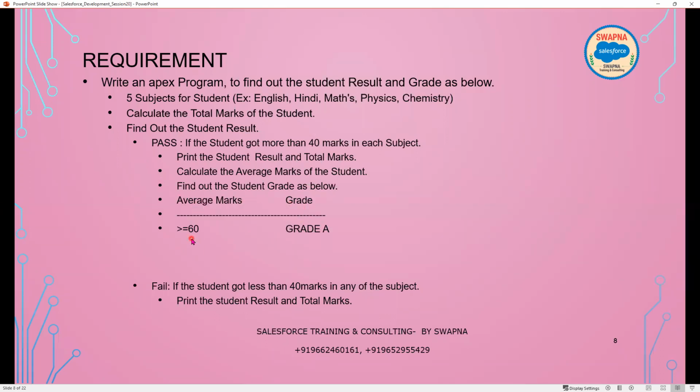That means we need to check average marks and grade. If the average marks is greater than or equal to 60, grade A. If the average marks is greater than or equal to 50 and less than 60, then it has to be grade B. If the average marks are greater than or equal to 40 and less than 50, then it should be grade C. Now this is the condition which I need to cross verify.